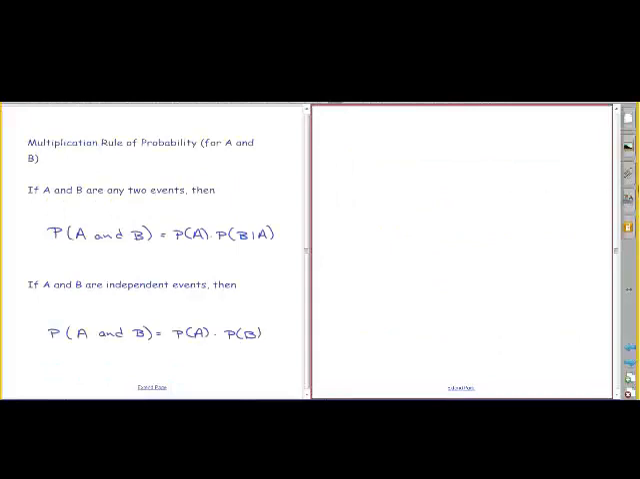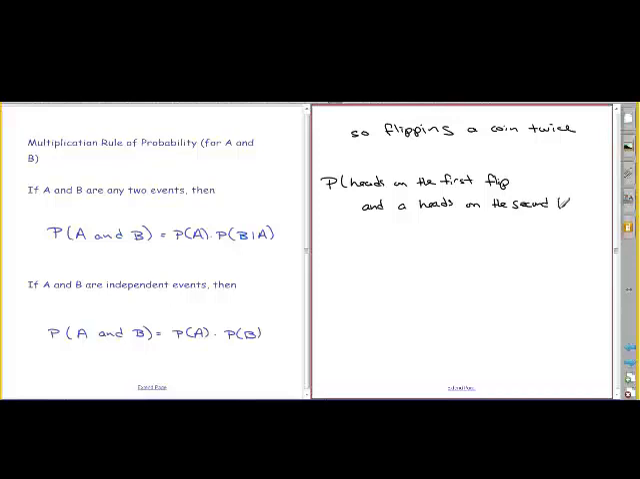So I just said this verbally. Let me just write it down. So flipping a coin twice. If I said, what's the probability of getting heads on the first flip and a heads on the second flip? So it's an and question here.